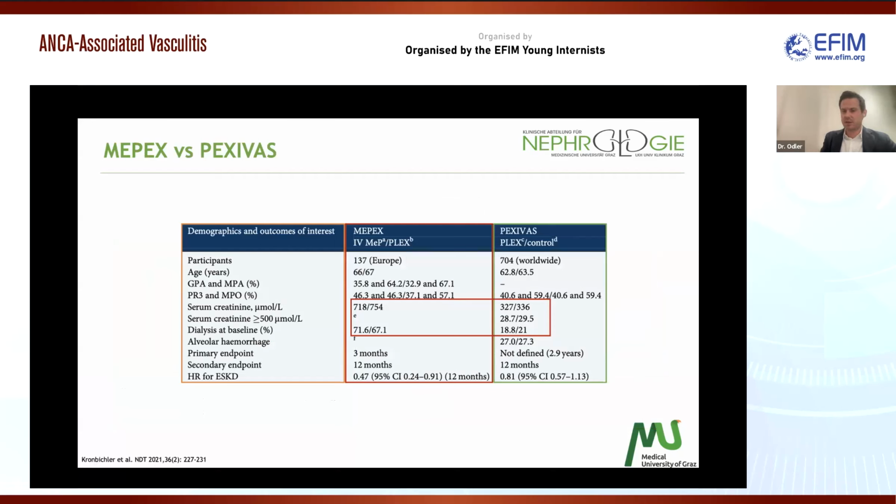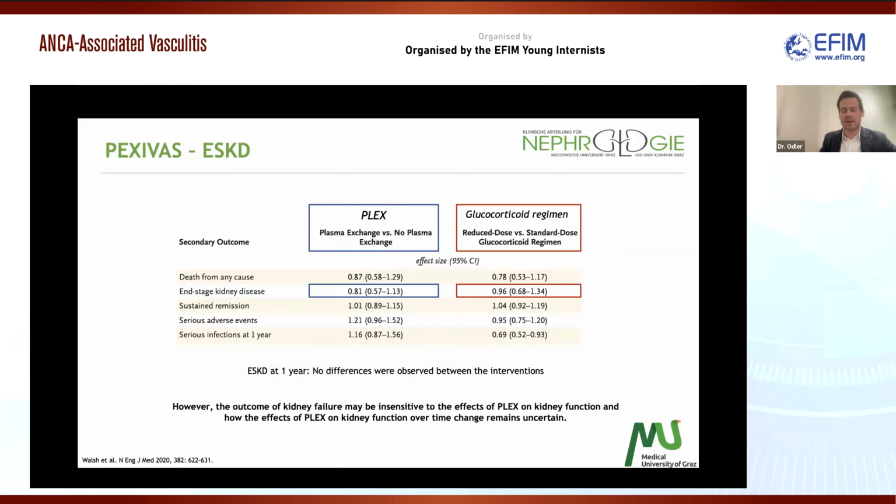So here is just a comparison between the MAPEX and the PEXIVAS trial, and what I wanted to show you is that the results were different. MAPEX showed us that it helps, PEXIVAS showed that it doesn't help. The main difference was that the MAPEX trial involved patients with more severe disease, unlike the PEXIVAS trial, which involved patients with less severe disease. And of course, there were differences in the study designs as well.